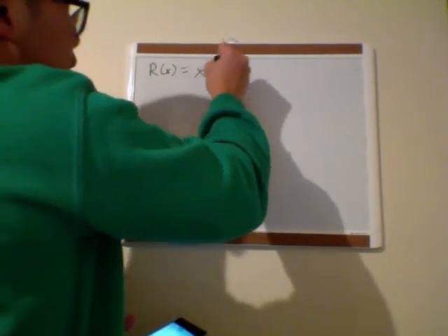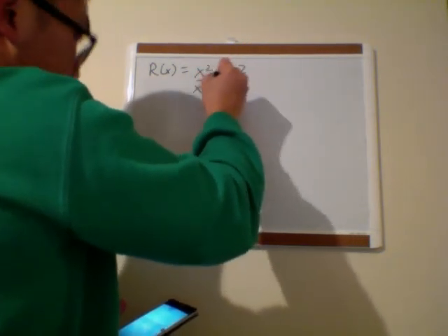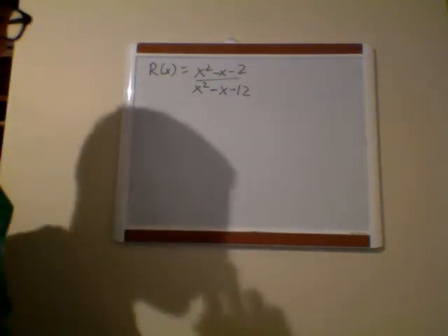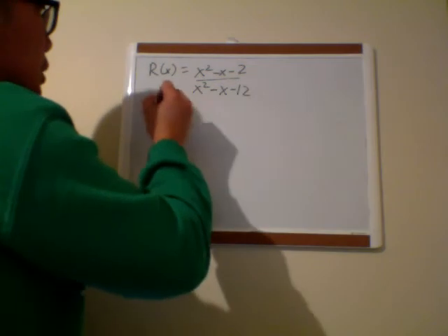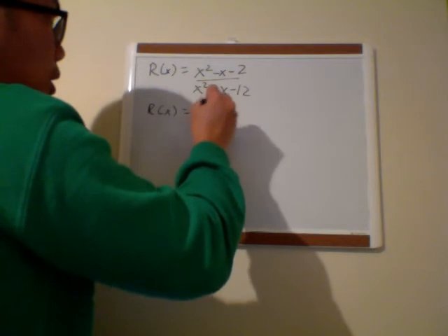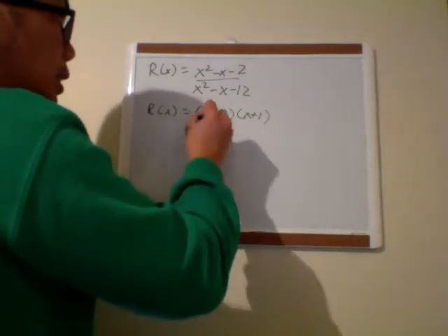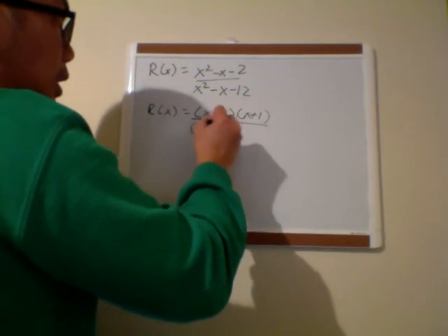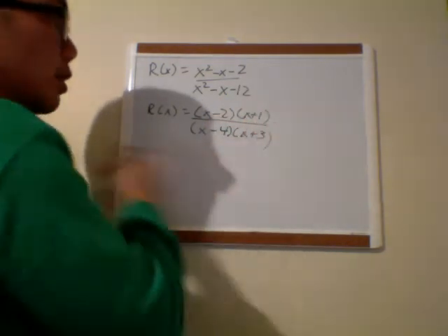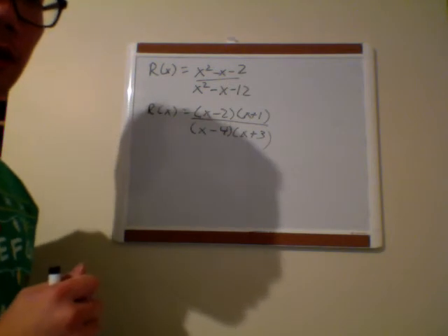x squared minus x minus 2 over x squared minus x minus 12. This is one of the problems in your study guide. So I'm going to factor this, and this is going to become x minus 2, x plus 1. And then on the bottom, this becomes x minus 4, x plus 3. Note that nothing cancels out, so that's your rational function.